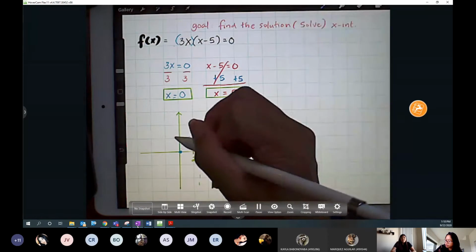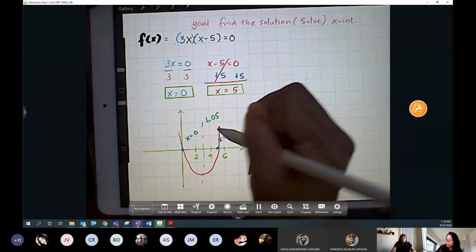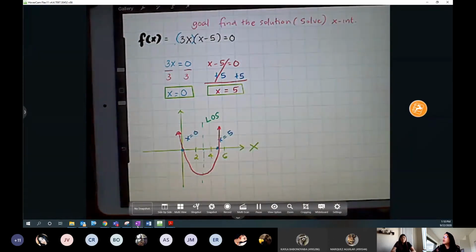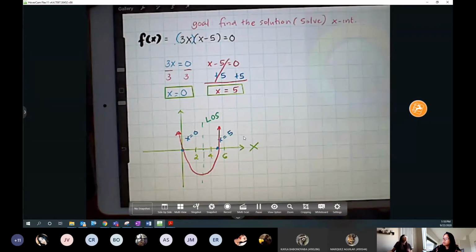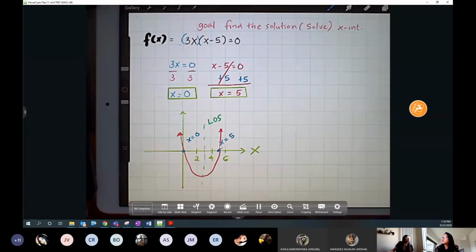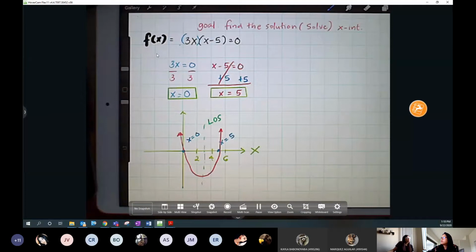And then we could just quickly graph this. That's what this factored form looks like when we graph it. So this is the first example.